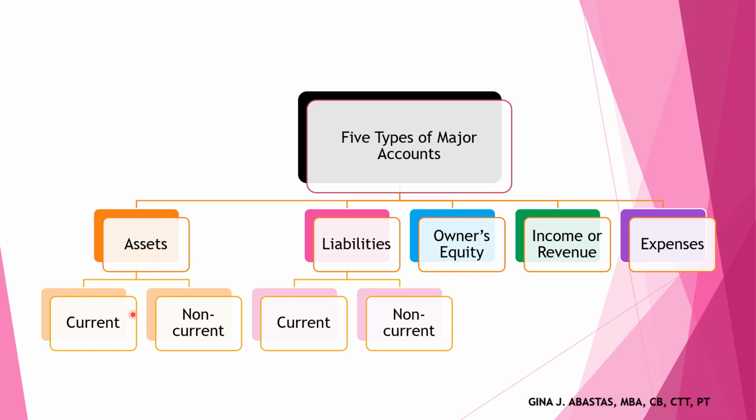There are 2 types of assets. First, we have current assets: cash and other assets that are expected to be converted to cash within a year. Examples are cash, cash equivalents, marketable securities. Don't worry, we will discuss it along the slides.